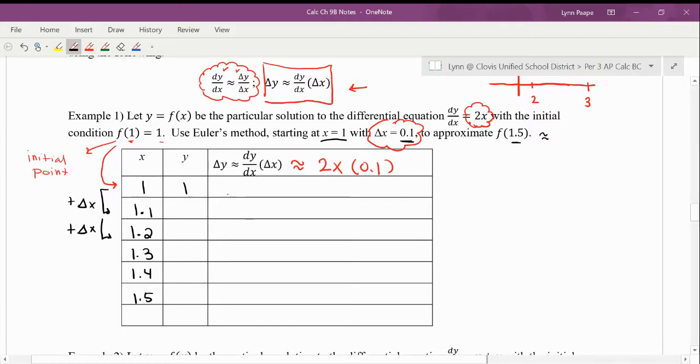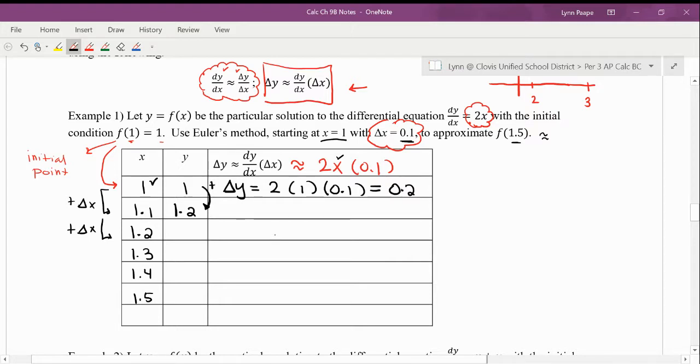So let's go ahead and do that. Delta y is going to be equal to 2 times x, and x is equal to 1, multiplied by 0.1. So I'm just replacing the x value here. When I do 2 times 1 times 0.1, that will give me 0.2, and that is my delta y. Now I need to add delta y to 1, so 1 plus 0.2 would be 1.2.